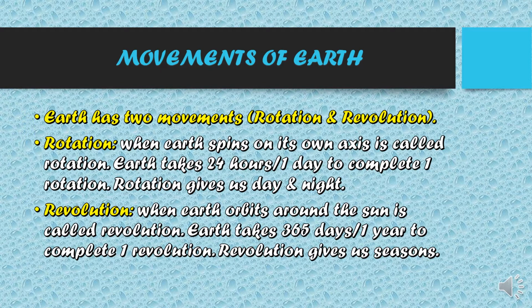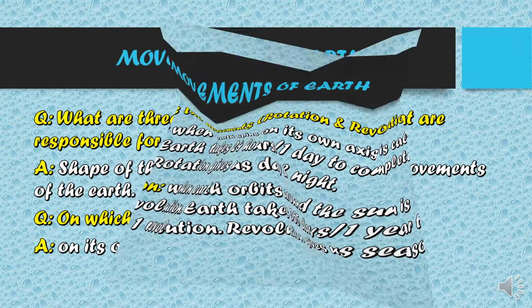Revolution. When Earth orbits around the Sun is called revolution. Earth takes 365 days, 1 year, to complete one revolution. Revolution gives us seasons.